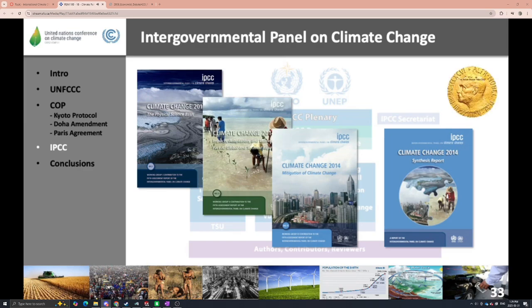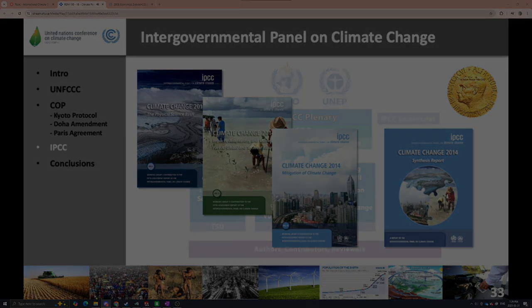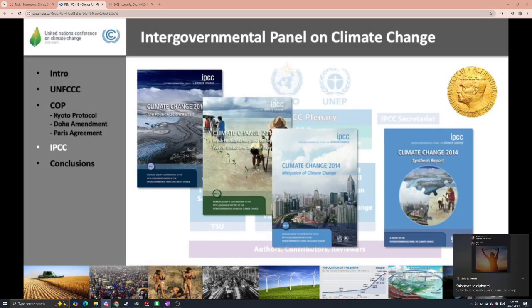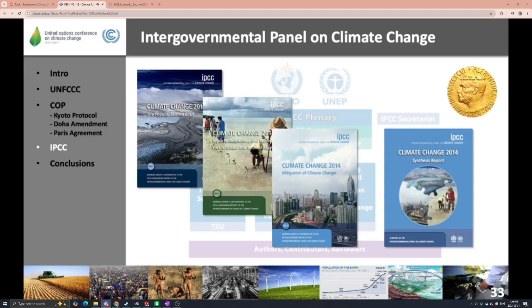A quick side note, in 2007, the IPCC, together with Al Gore, the former Vice President of the United States under Bill Clinton, won the Nobel Peace Prize for, quote, their efforts to build up and disseminate greater knowledge about man-made climate change and to lay the foundations for the measures that are needed to counteract such change, end quote.